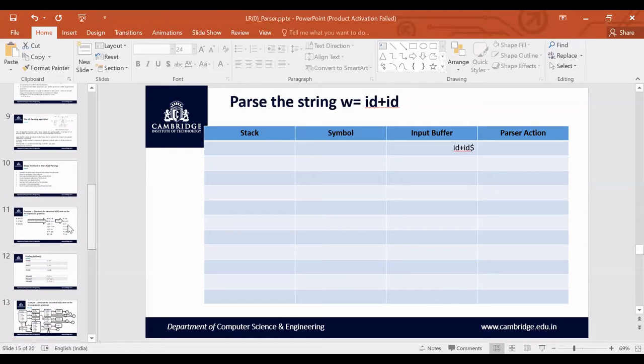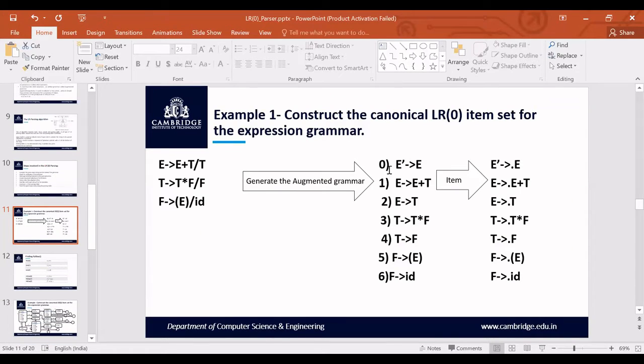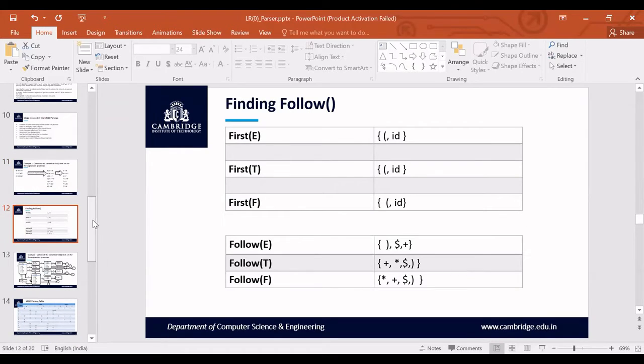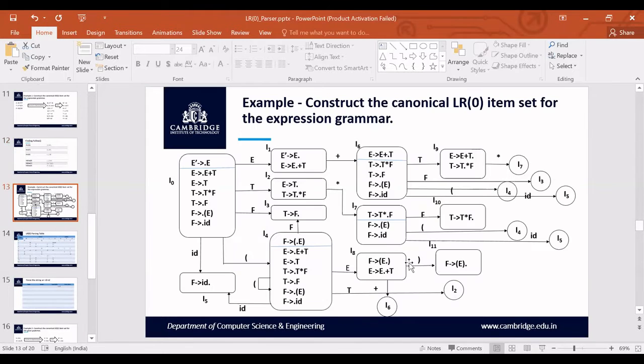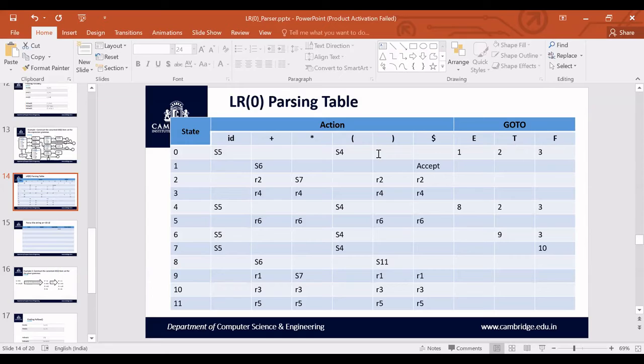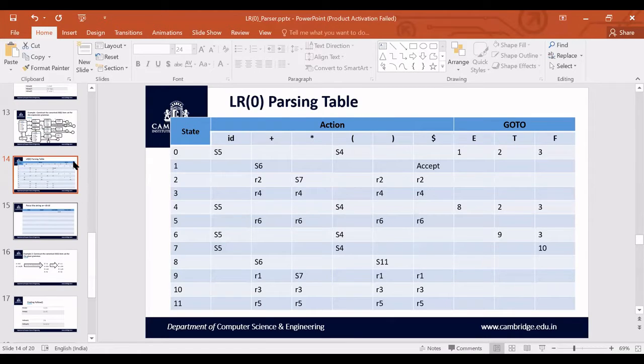The different steps are: from the given grammar you generated the augmented grammar. From the augmented grammar you generated the LR0 item set, and from the given grammar you found out the first set and the follow set. Then after that we have constructed the automata. The automata is constructed from the augmented grammar and the LR0 item set. And once you're done with the automata and you have the first and the follow set with you, then you started constructing the LR0 parsing table. Now, keeping the LR0 parsing table as well as the production rules in hand, we'll start parsing the given input string.